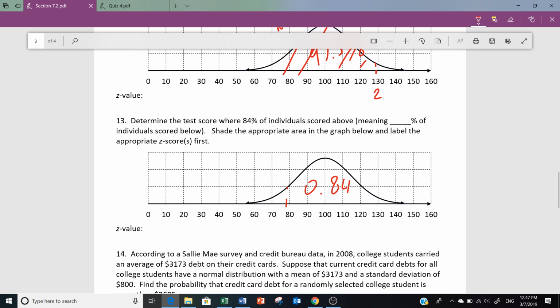So when you do NORM.S.INV, you get -1. And then you get 2.115, you get about 85. Because that's pretty much 100 minus 15.